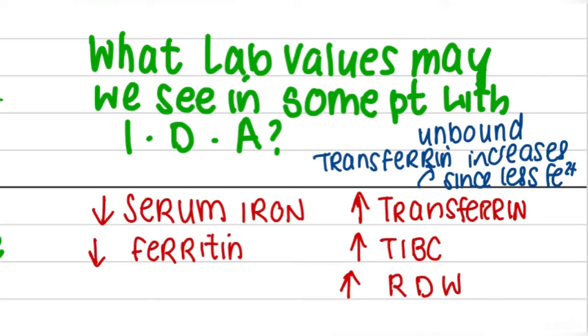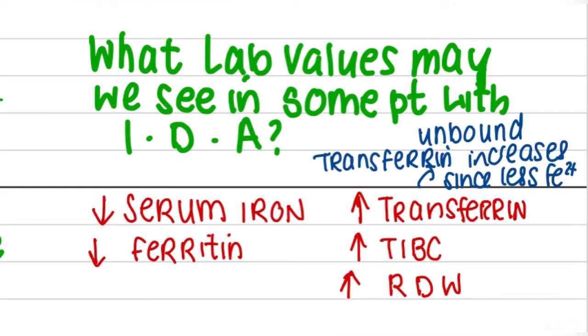Low ferritin is because ferritin is the stored form of iron, and when you have low iron, you're going to have low storage of iron eventually. But transferrin is going to be high. Transferrin is what binds the iron in the blood. But if you have low iron, then you'll have a lot of transferrin just free floating around, unbound.